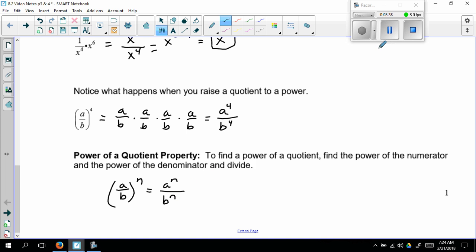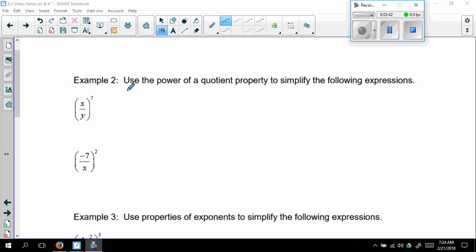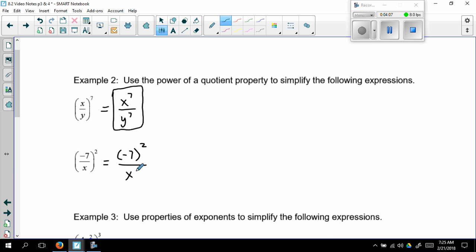Okay, go ahead, pause the video and flip the page. Okay, so the first 2 examples are just straightforward use of the property. I can just raise x to the 7th power and y to the 7th power, and then that is my answer. On the next one, notice the numerator is negative 7, so make sure you have the negative 7 in parentheses all over x squared.